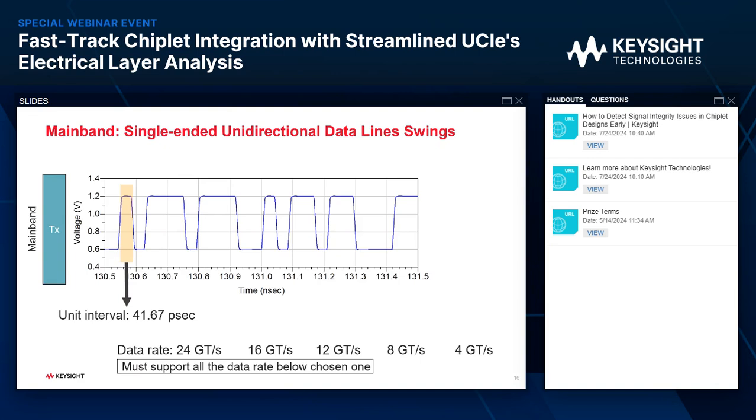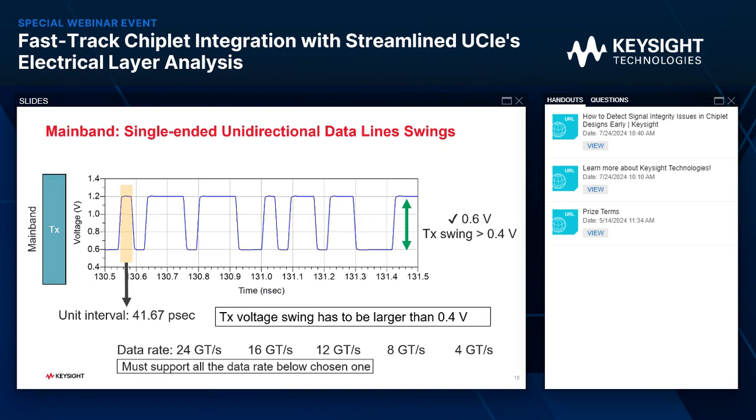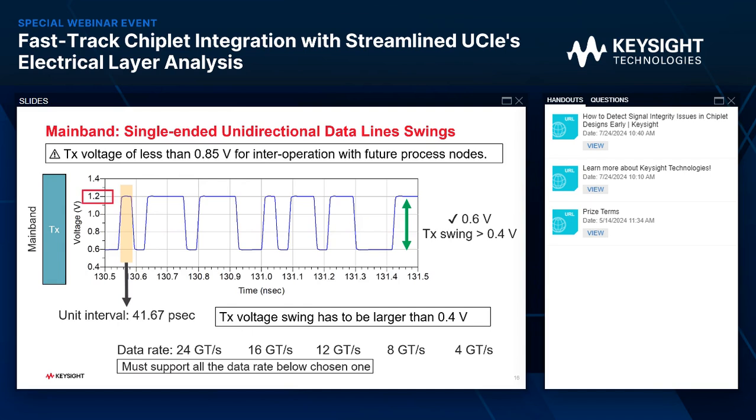Now let's take a look at the voltage swing. On the right hand side, I've noted my voltage swing is 0.6 volts, which is larger than the recommended 0.4 volts. So here I made a note. The TX voltage swing has to be larger than 0.4 volts. Now there's one thing though that I'm not doing quite perfect according to the standard. That is the TX voltage. Typically, it's recommended to stay below 0.85 volts, so the interoperation with future process nodes would be nicely transitioned.